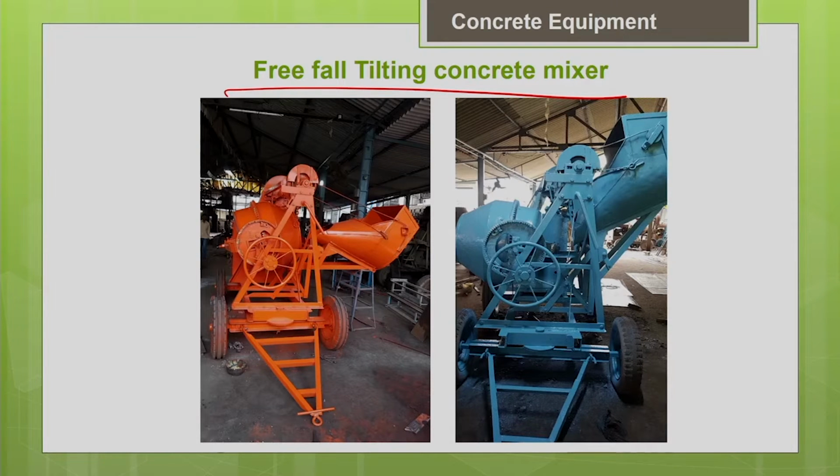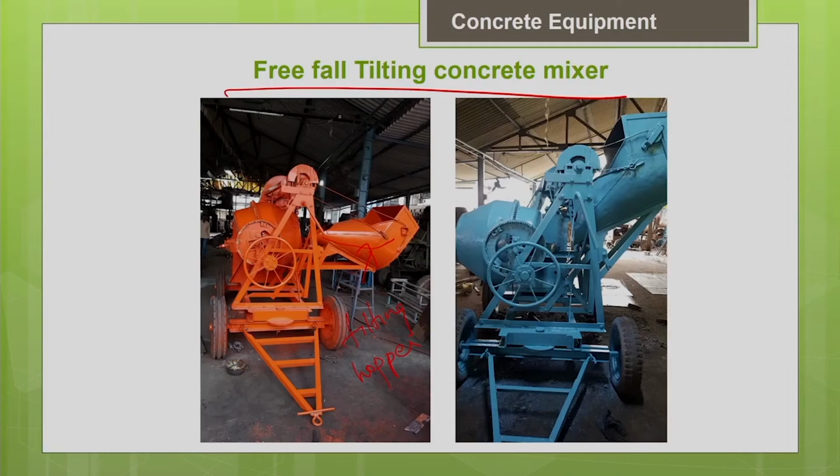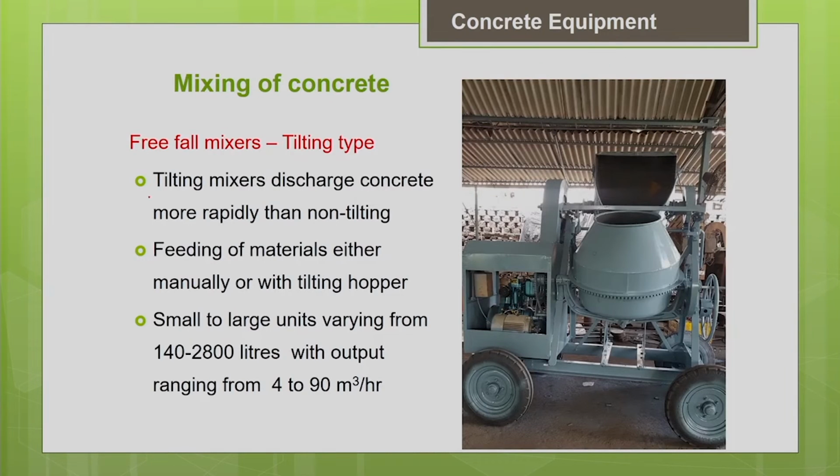Okay, and another important thing to be noted is you can have a tilting hopper like this. This is called a tilting hopper. With the help of this, I can easily feed the material into the concrete mixer machine. So this will also help you to speed up the process. You can easily load the drum with the tilting hopper, you can save the time. As I mentioned earlier, the tilting mixers discharge concrete more rapidly than non-tilting.